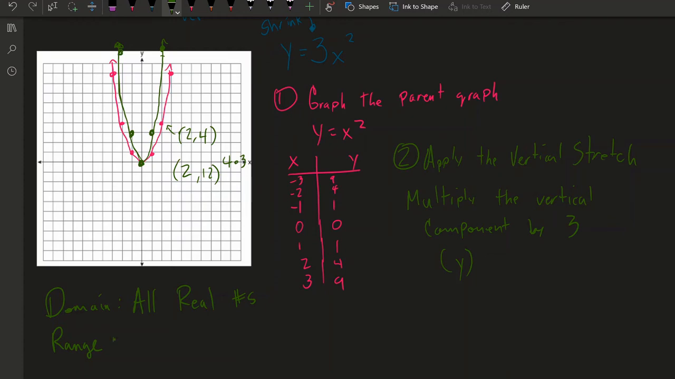But if I'm looking at the graph, I can see that the output on the y-axis, it starts at 0 and then it goes up forever. It's never down here in the negatives. So that means that the outputs are always 0 or bigger. So I'll just say that the range is y is greater than or equal to 0.